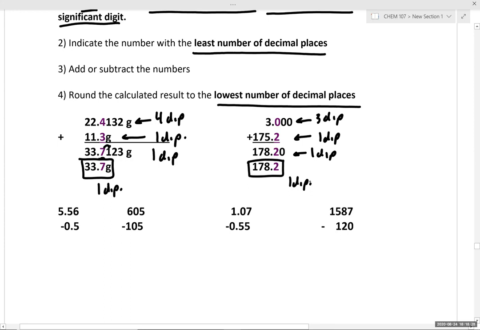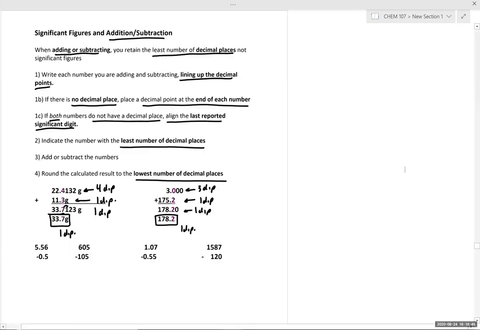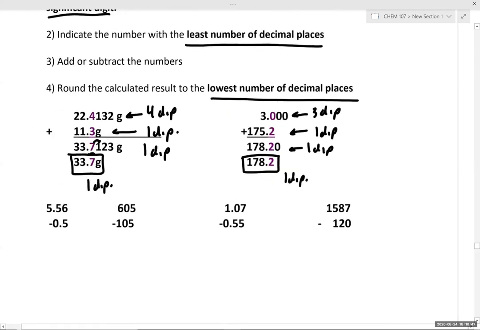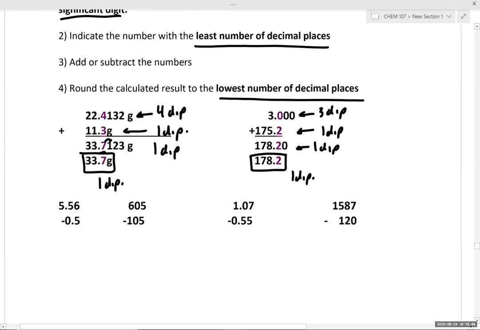In addition and subtraction, you can quote unquote gain or lose significant digits in your final answer, because addition and subtraction only cares about decimal places. So let's do some examples. Let's do some representative examples.